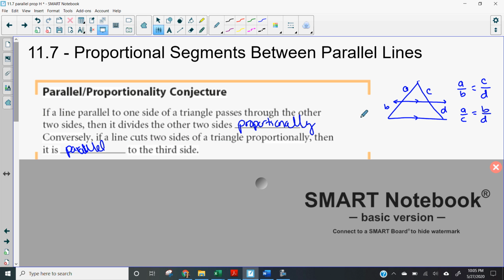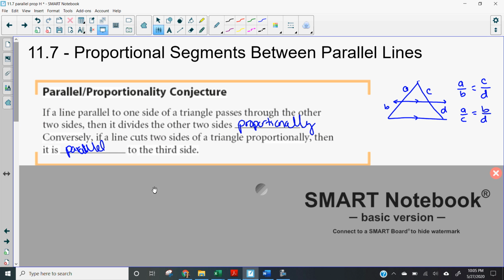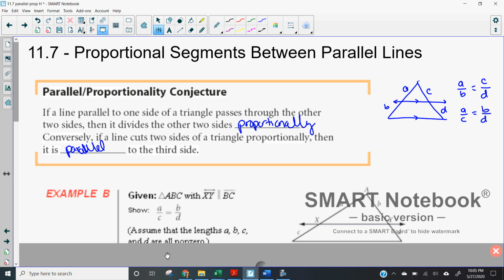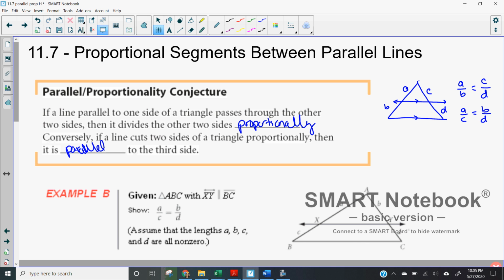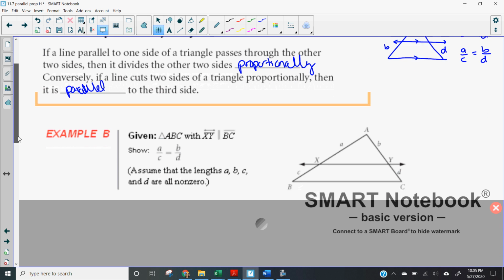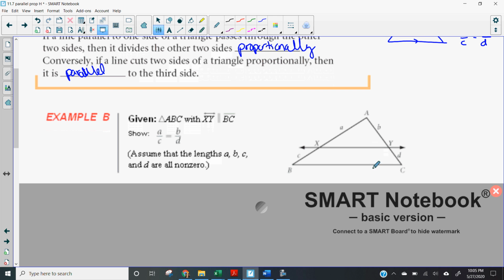Okay, so if this diagram's enough, that's fine. If you prefer to write out the conjecture, that's fine with me too. Tomorrow I'm going to give you this proof as a little challenge problem. There is actually a way to prove, if you're given this diagram, triangle with the parallel lines, it is possible to actually prove A over C equals B over D. We have the letters arranged slightly differently, but we'll save that. We'll see what that looks like tomorrow.